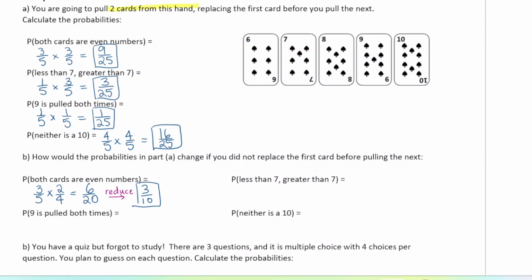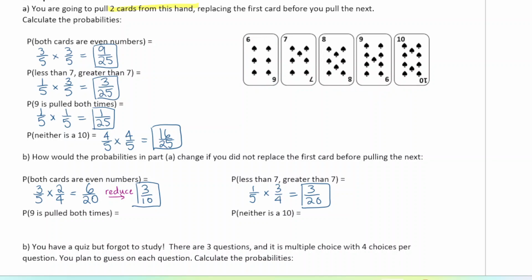Probability that I choose a card that is less than 7, that is 1 out of 5, because there's only one card that's less than 7. So now the 6 is pulled out of the deck. And the chance that I pull something greater than 7 is now 3 out of 4, because there's 3 cards that are greater than 7 out of the 4 cards that are left. So this would be 3 out of 20. Okay, so you will notice the probability is different in part A and B.